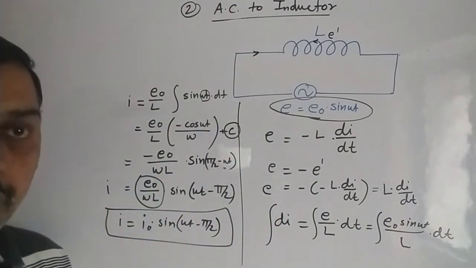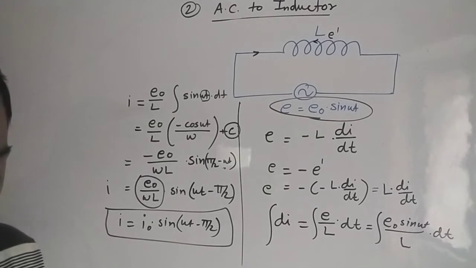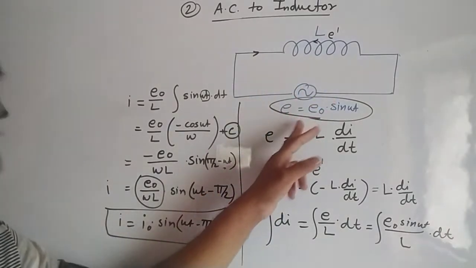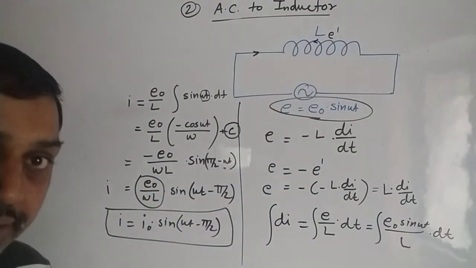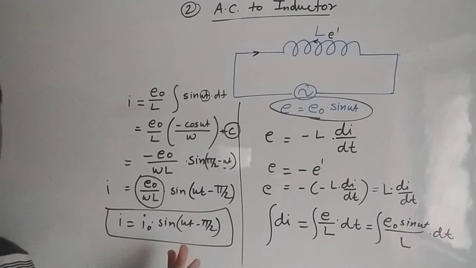So that is nothing but what? When AC is applied to the inductor, it is seen that EMF and current are not in the same phase. Current lags behind the EMF, or EMF leads the current by pi by 2.